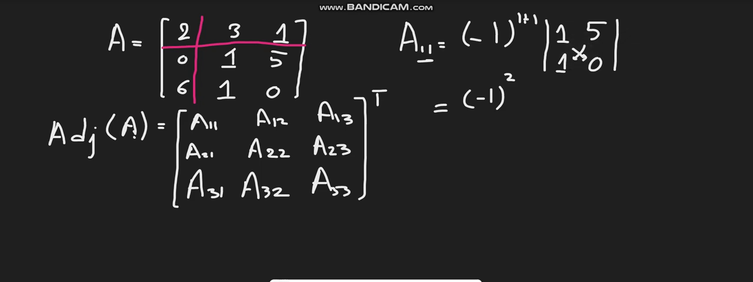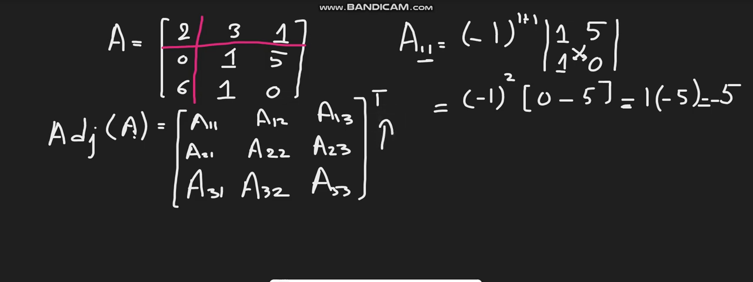So 1 into 0 will result in 0. Then this negative sign of the formula, and then 5 into 1 is actually 5. So minus 1 raised to power 2 is equal to a positive number, that is 1 in this case, and then 0 minus 5 is minus 5. So A11 comes out to be minus 5. In this way we have found the first value, which is A11.